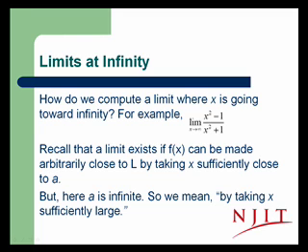The question we ask is, how do we compute a limit where x is going toward infinity? For example, consider the limit as x goes to infinity of x squared minus 1 over x squared plus 1. Recall that a limit exists if f of x can be made arbitrarily close to the limit L by taking x sufficiently close to a. That's the limit as x goes to a. But here a is infinite. So we mean by taking x sufficiently large. That is, does this expression, x squared minus 1 over x squared plus 1, get close to some particular value as x gets larger and larger and larger?